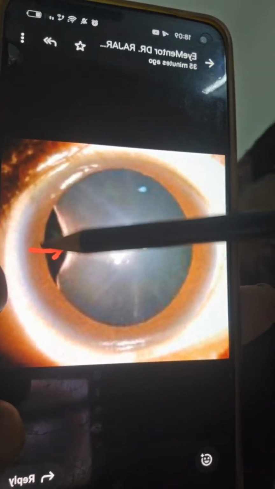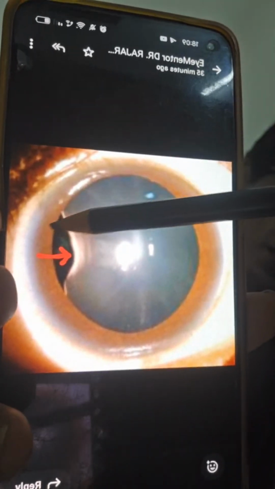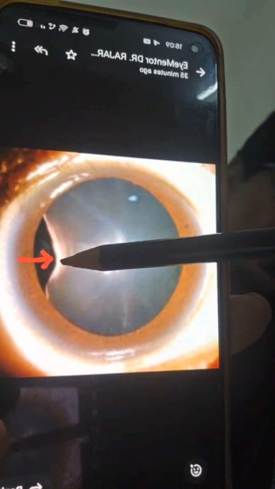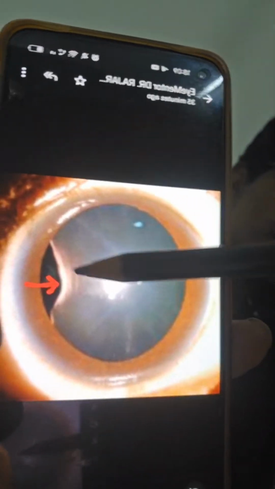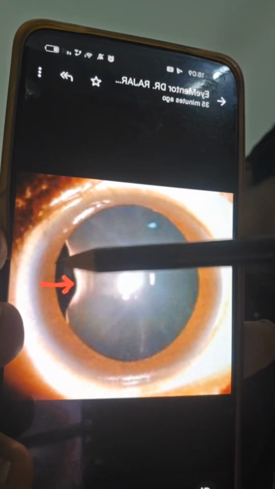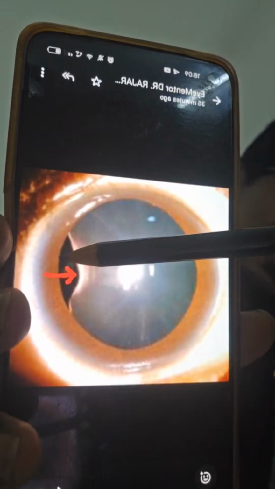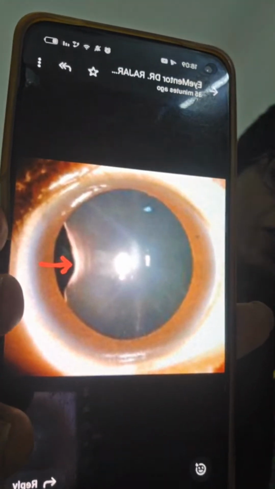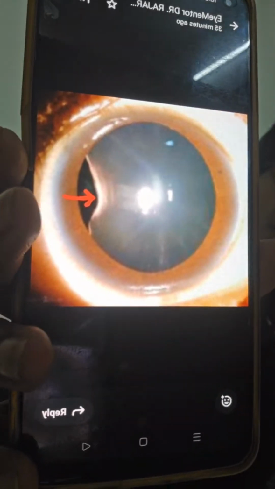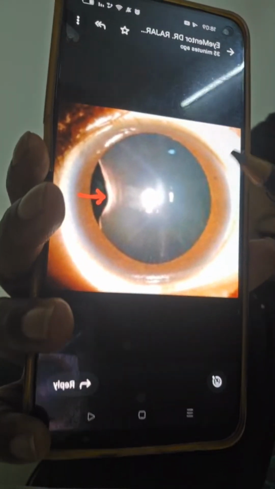Normally, when you see from the front, the lens will be circular. But here it is missing. So this is lens coloboma, because in this area the zonules are congenitally deficient. Very good, BU. Yes, absolutely. Brilliant. Can you see a lens coloboma?